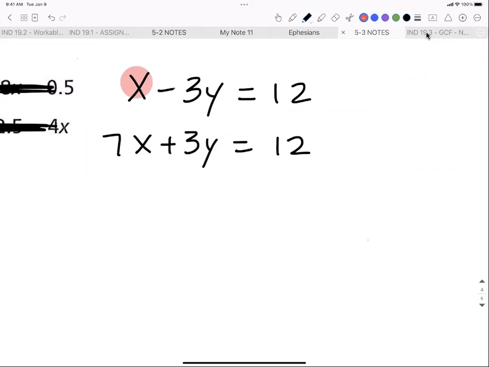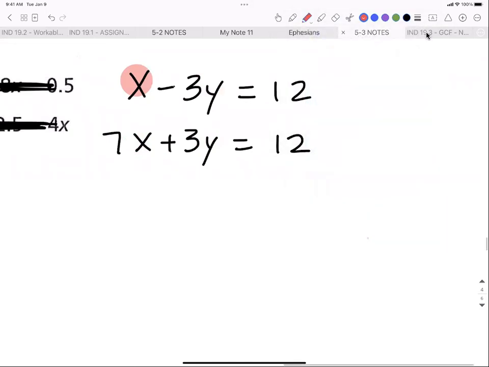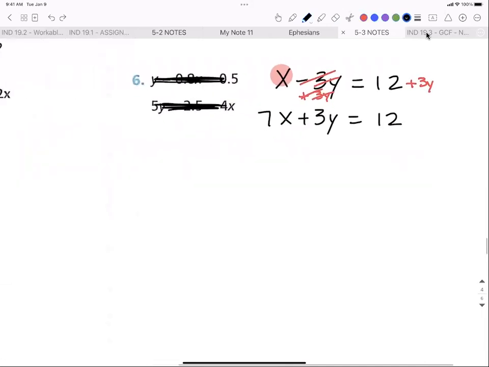So to do that, I just want to move it to where x is by itself. It's a negative 3y, so I'm going to add 3y, and I'm going to add 3y over here. In doing that, minus 3y and positive 3y cancel out, leaving me with x equal, well, let me write that off to the side. That leaves me with x equals.